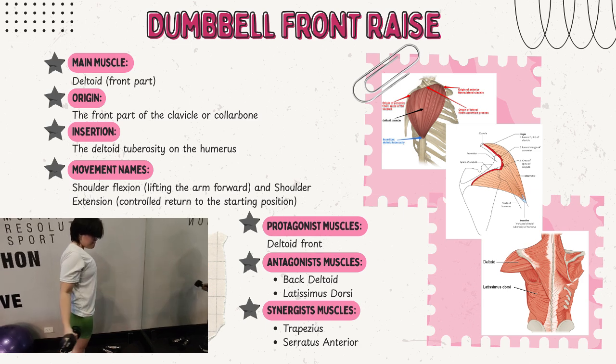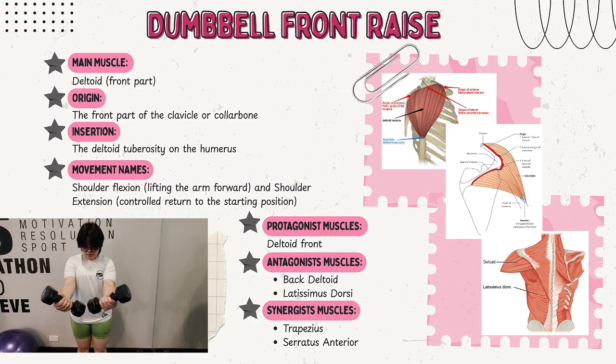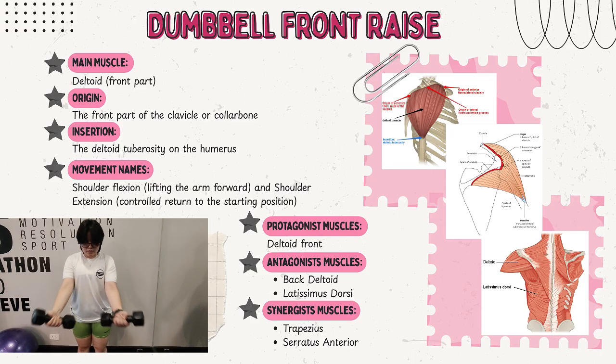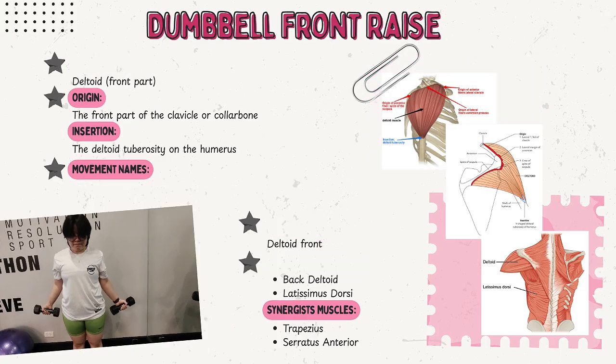As you lower your arm, the deltoids contract eccentrically to perform shoulder extensions to lower the weight slowly, and the back muscles maintain tension to stabilize the joint and keep the arm aligned throughout the range of motion.